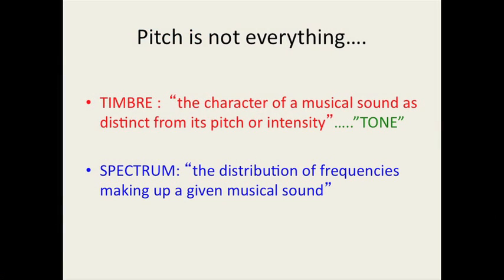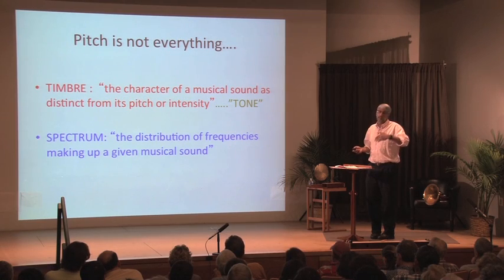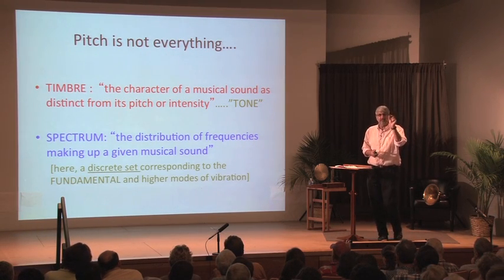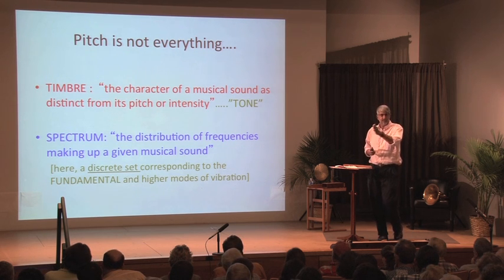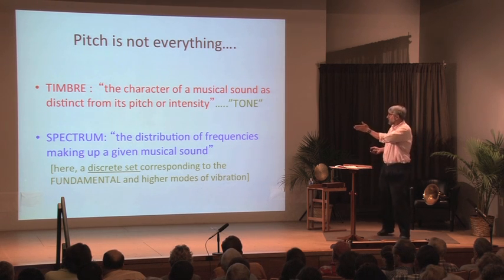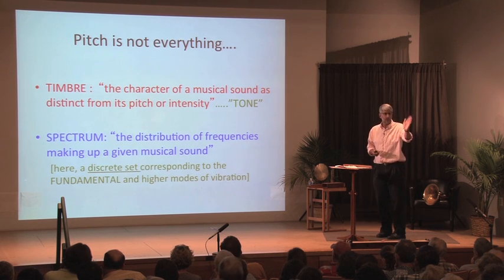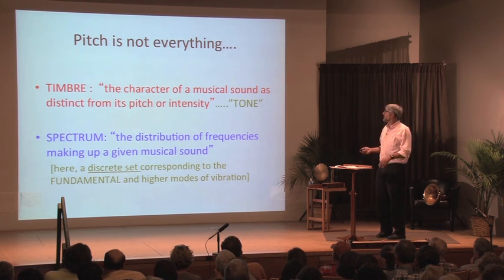In the next few minutes, hopefully you'll get a clue as to exactly what it is about the sound. Spectrum. This is the distribution of frequencies in this case that makes up the musical sound. And spectrum can be general, but here, as I've already implied, we're talking about specific individual frequencies that correspond to these special modes of vibrations. So that's why I say discrete, certain specific frequencies in a ratio of 1 to 2 to 3. Okay?